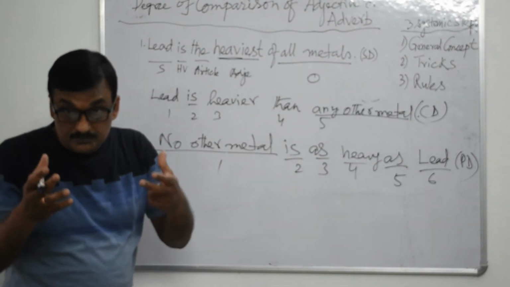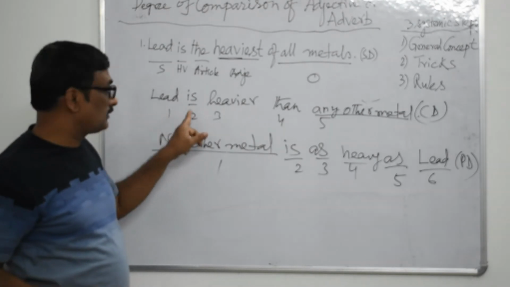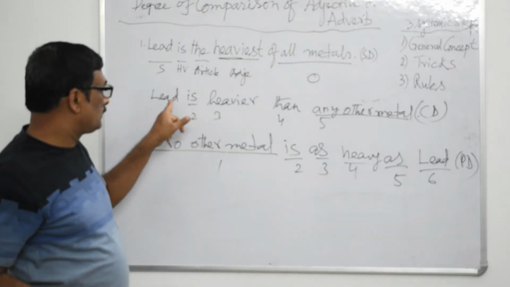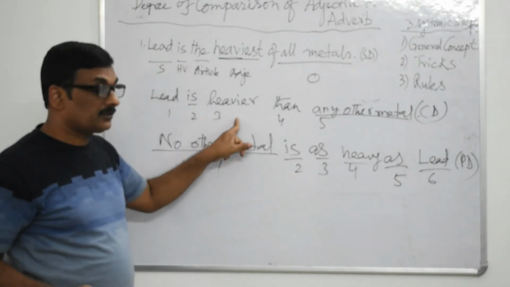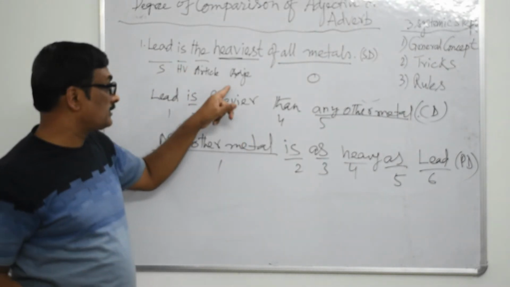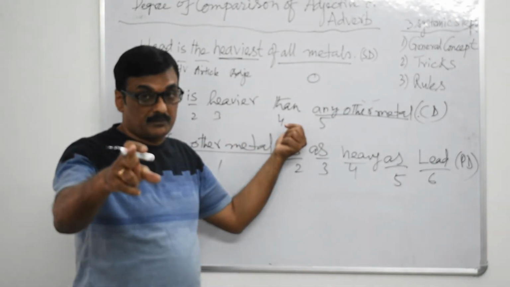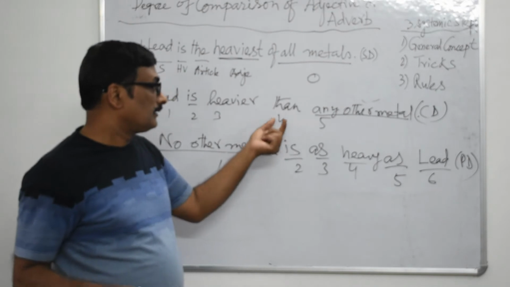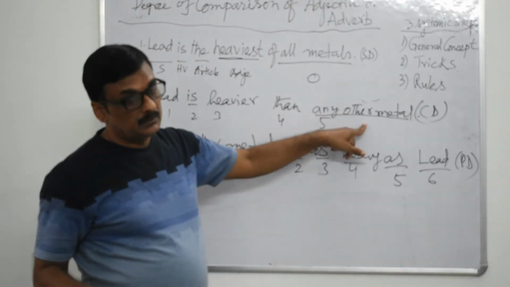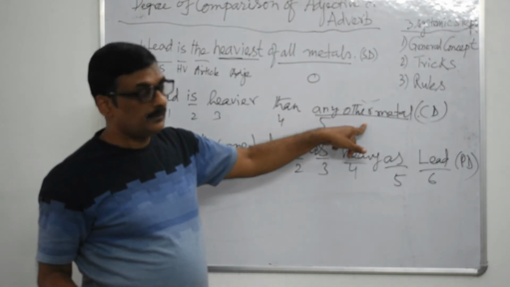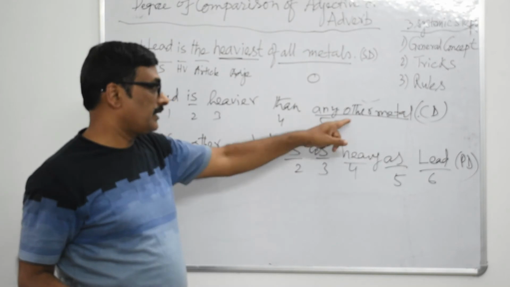What is the feature or characteristic of comparative degree? Number 1, subject. Number 2, helping verb. And this subject and helping verb are the same as superlative degree. Number 3 is the comparative form of adjective, that is heavy, heavier. Then number 4, the distinguishing mark of comparative degree, that is than. Then the object of superlative degree comes down in the same way in the place of object in comparative degree. So any other metal.